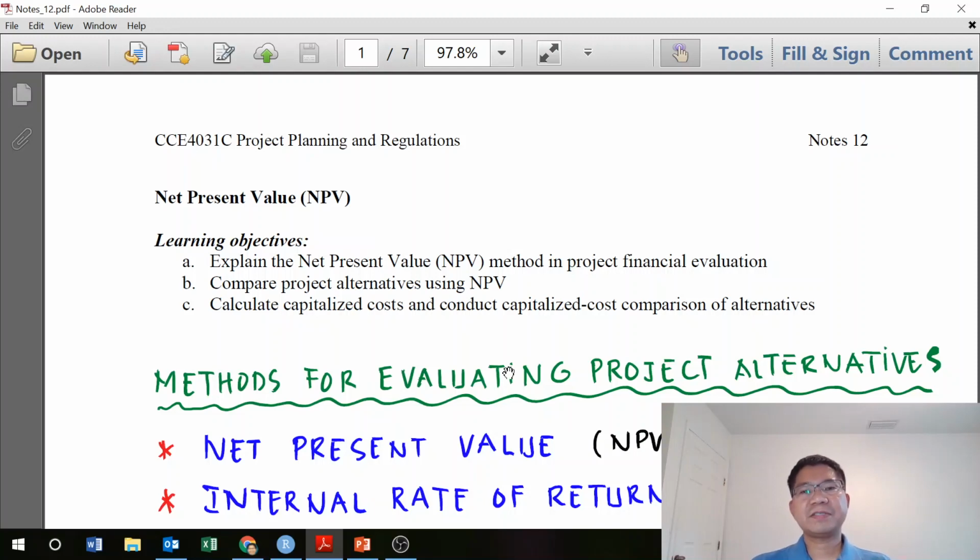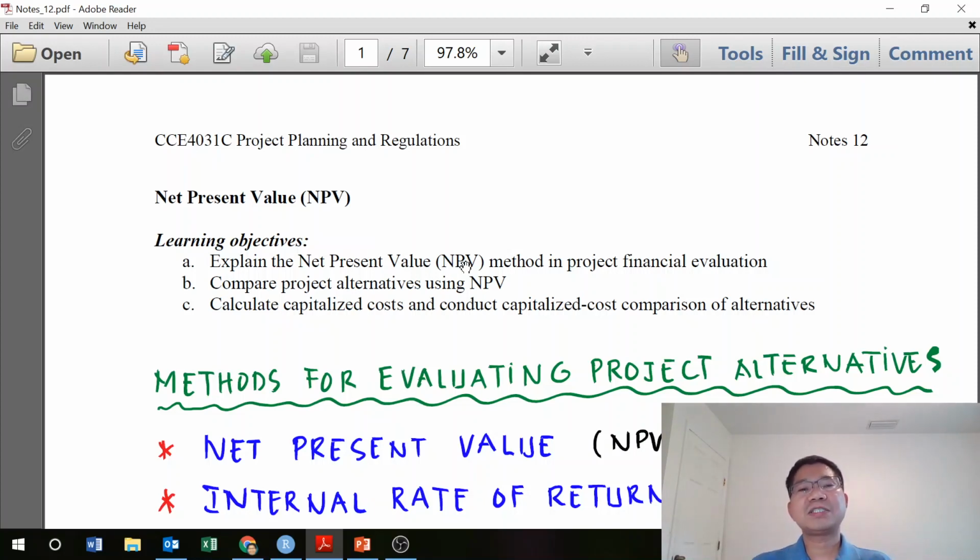Today's lesson is the first lesson where we learn the method for financially evaluating project alternatives. So with that, the learning objective is to explain the net present value method in project financial evaluation. We compare project alternatives using that method, net present value. We call it NPV. And the related concept about the net present value is capitalized cost. So calculate the capitalized cost and conduct capitalized cost comparison of alternatives.